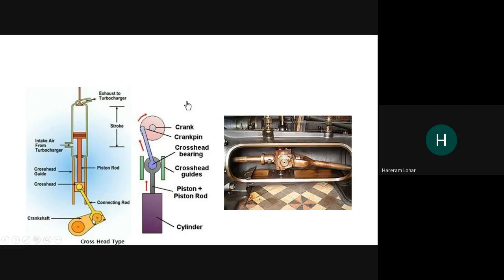We know one end will be connected to the crank. The end of the connecting rod which is connected to the crank is called the crank pin, and the other end will be the gudgeon pin. That will be connected to the piston rod end, and these gudgeon pin connections will be made by means of a crosshead. Okay, one crosshead assembly will be there. So this one will be the crosshead assembly.